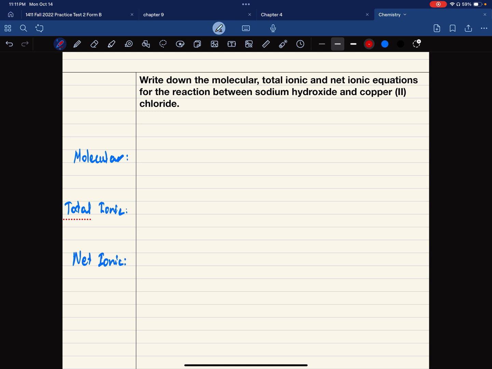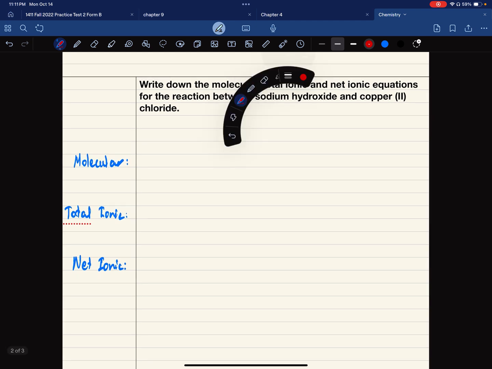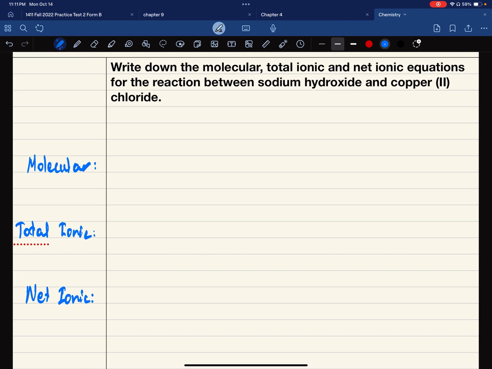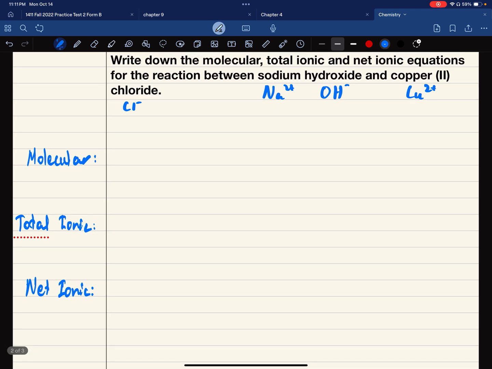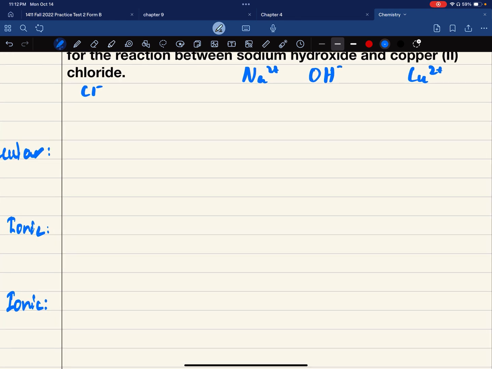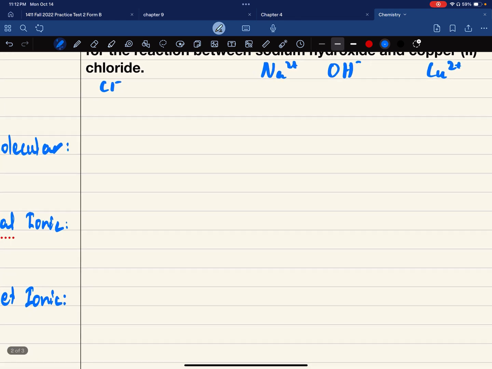So for the first one, we have sodium hydroxide. Sodium is going to be Na plus, and hydroxide is going to be OH minus. Copper(II) chloride is going to be Cu2 plus and Cl minus. So we've got our cations and anions for both reactants, and now we can actually start writing down our equation.